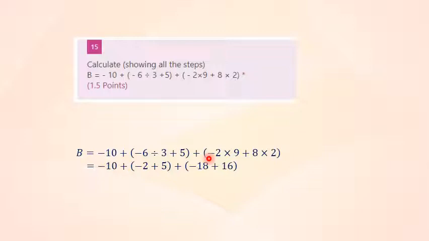Okay, now let's solve what's inside the parentheses. 5 minus 2 is 3, and 18 minus 16 is 2. So minus 18 plus 16 is minus 2. And of course, we have to drop minus 10 at the beginning.